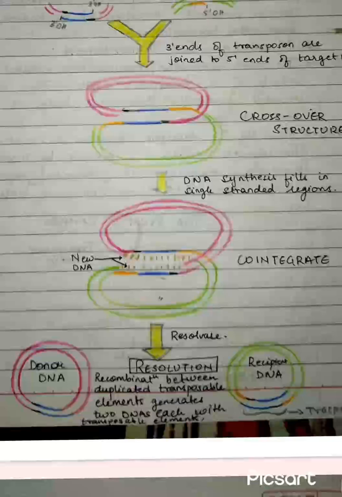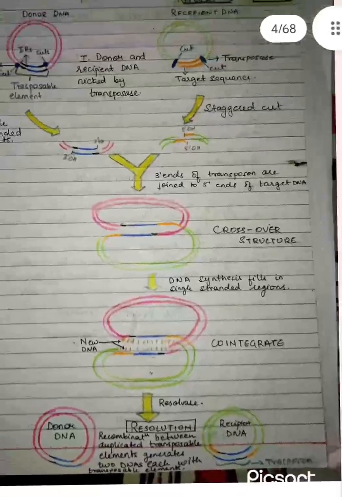Then at the last step resolution will occur, where recombination takes place. The resolvase enzyme will resolve the donor DNA as well as recipient DNA, and thus create two different duplicated copies of transposable elements, having two DNAs each with transposable element. So in this way replicative transposition happens.